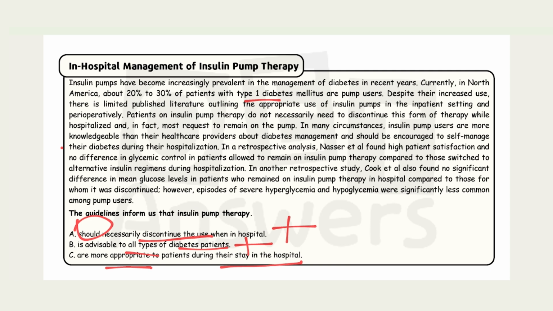While comparing with other people, this is very good, as well as they can get patient satisfaction also. So overall, all the information indicates only one point, that it is more appropriate for patients during their stay in the hospital. So insulin pump therapy is recommended during the hospital stay, and the self-management of insulin pump therapy too. Right. So we are choosing option C as the right answer.